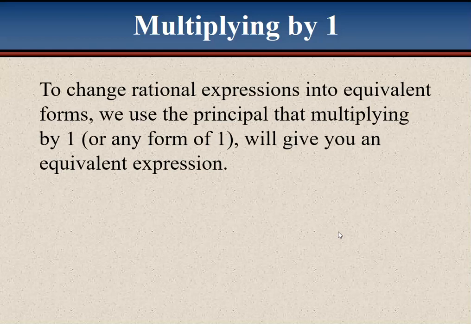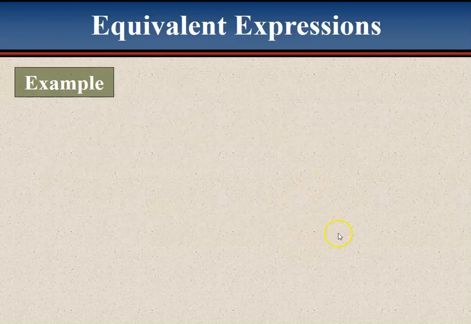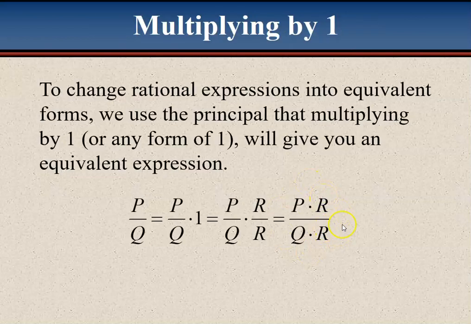To change a rational expression into equivalent forms, we use the principle that multiplying by 1, or any form of 1, will give you an equivalent expression. So we have p over q equals p over q times 1, which is p over q times r over r. And after that, we can cancel the common factor r over r, which leads you back to p over q.